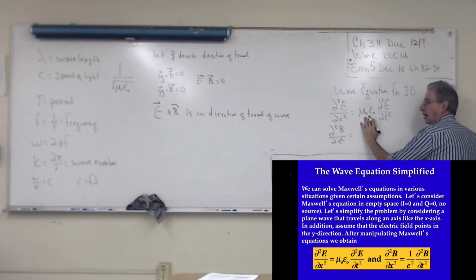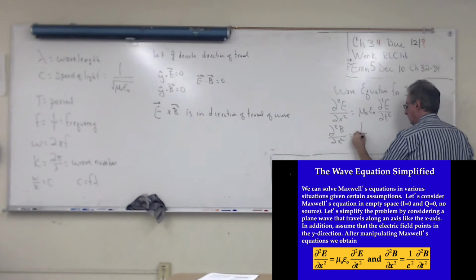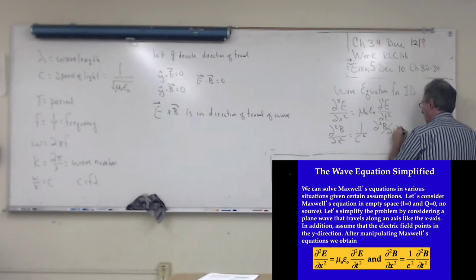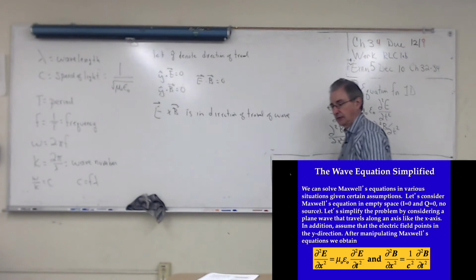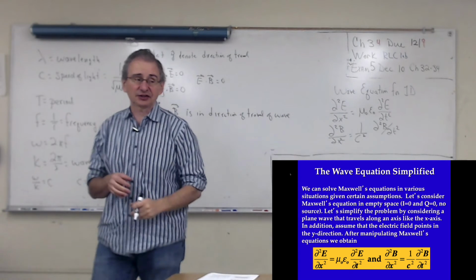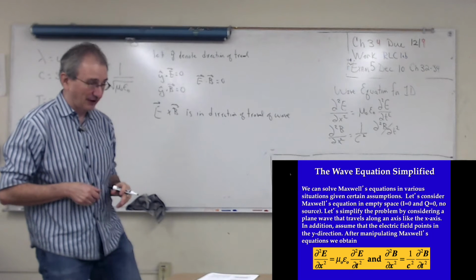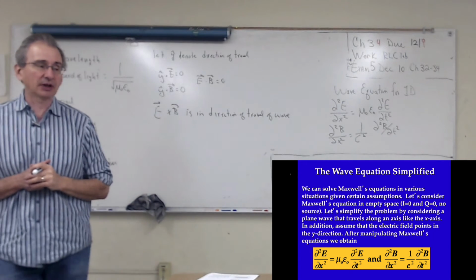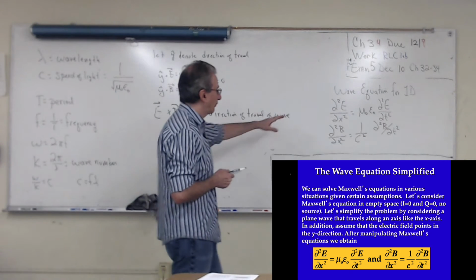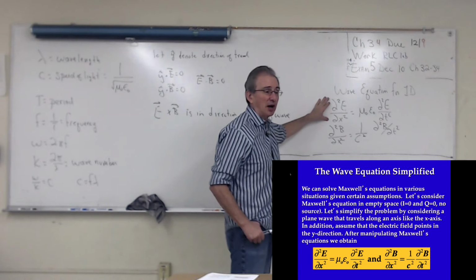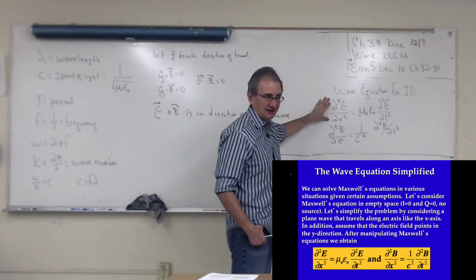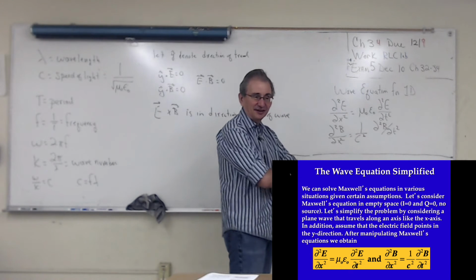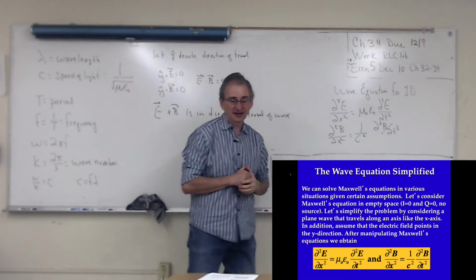Now, mu naught epsilon naught is 1 over c squared. And so this is actually the simplest version of the wave equation. If I is not 0 and Q is not 0, then the wave equation becomes more complicated. And then the solution would come from you solving this partial differential equation. Okay, so you'd have to go beyond Math 33 to learn how to solve these kinds of things.